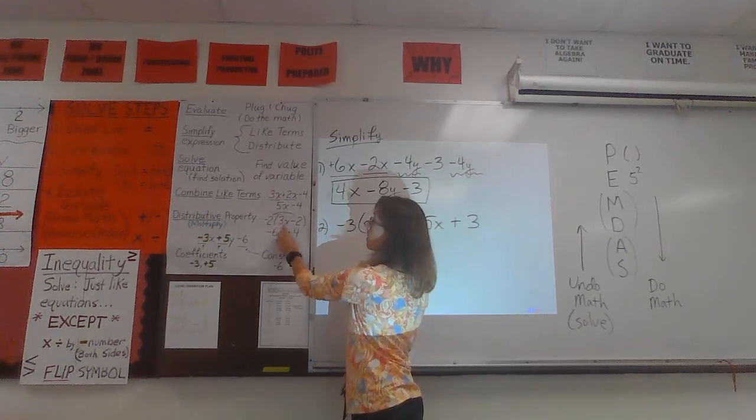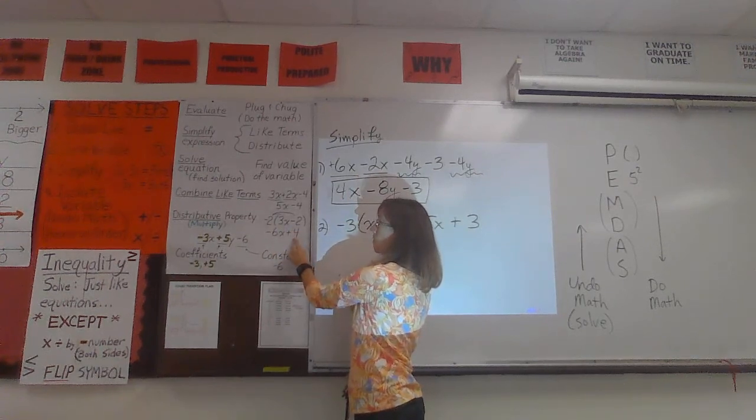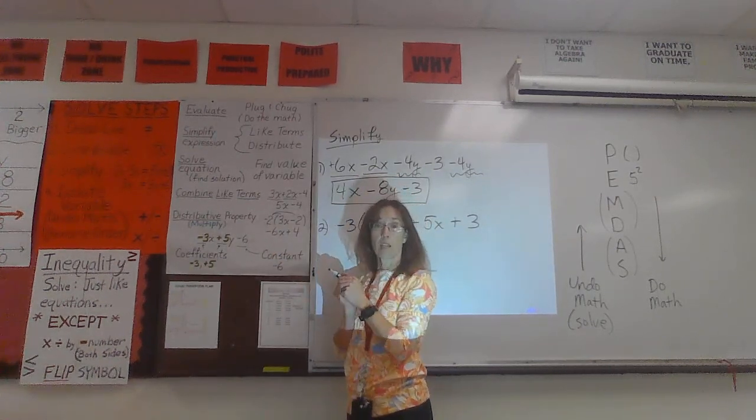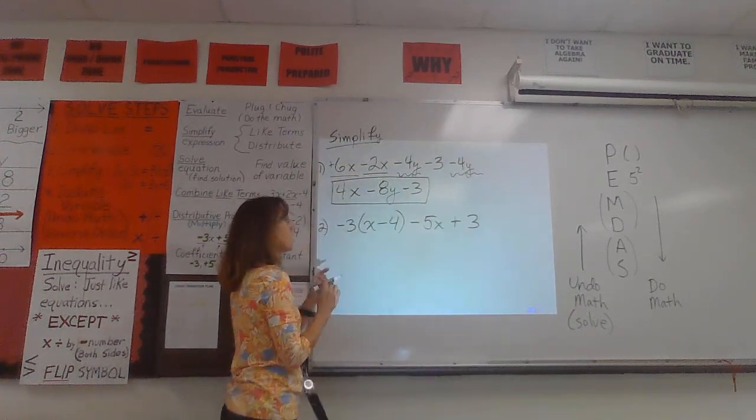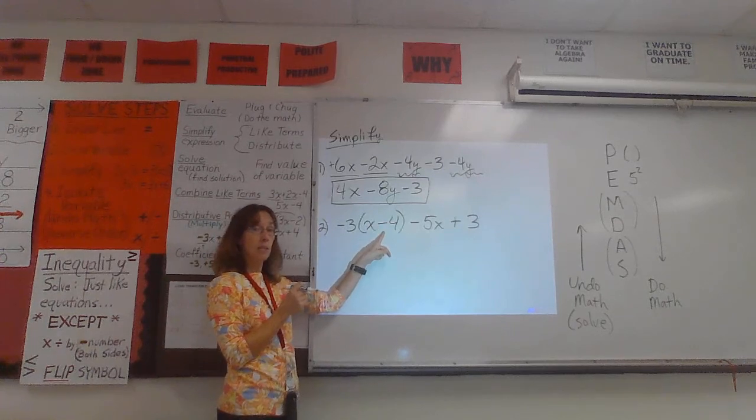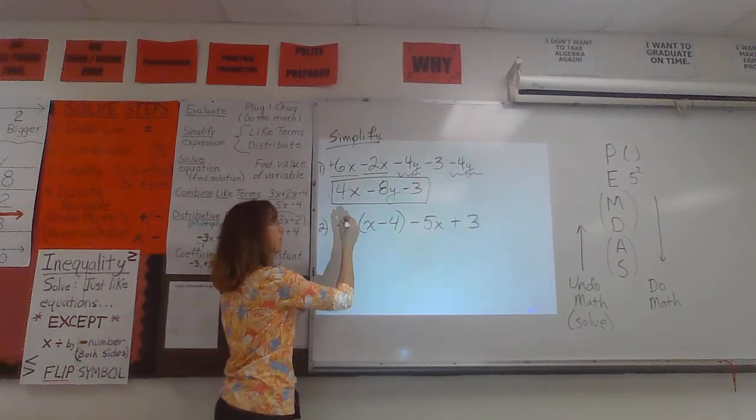So negative 2 times 3x is a negative 6x. Negative 2 times negative 2 is a positive 4. And the parentheses are then gone. So that's what we're going to be using to simplify. So when you see simplification and there are parentheses and you cannot do what's inside, how do you get rid of the parentheses? You're right, the distributive property.